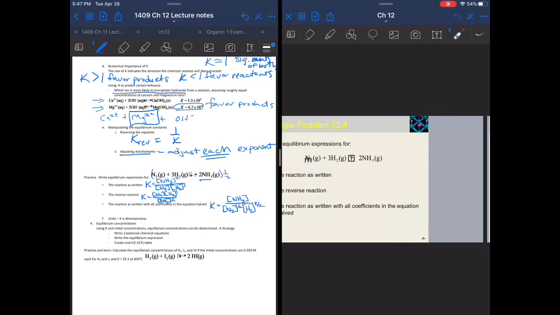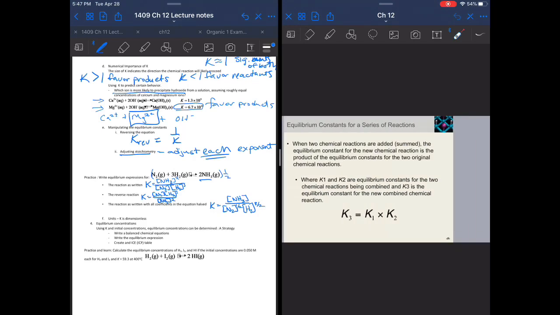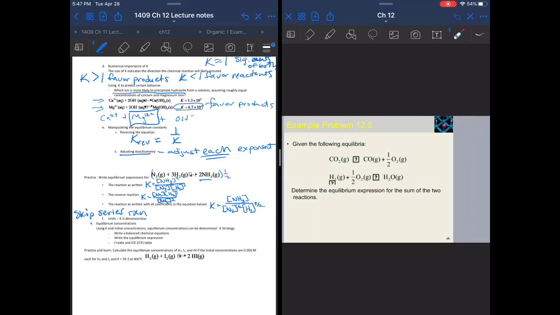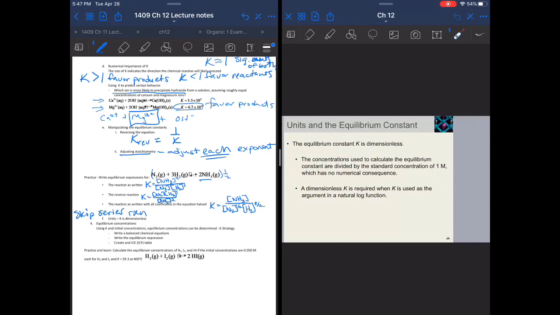The last thing that we're going to say in this video, I just want to make clear, is that we're skipping the equilibrium constants for series of reactions, right? So we just write that in here. You can skip that. You're not going to be responsible for that, so you're not going to need to do that problem.